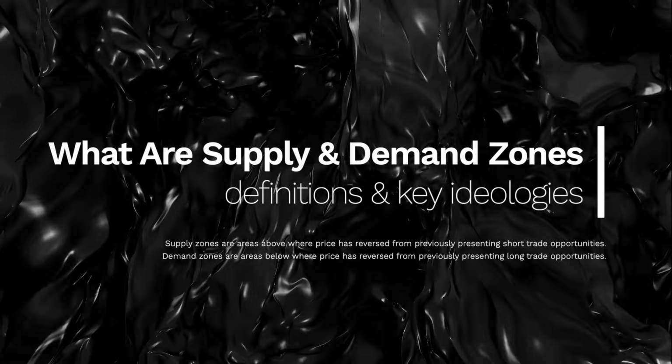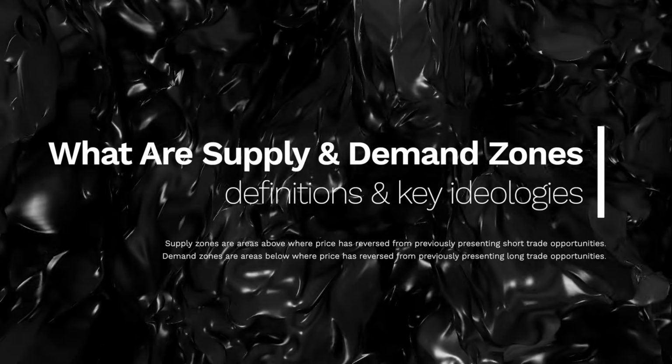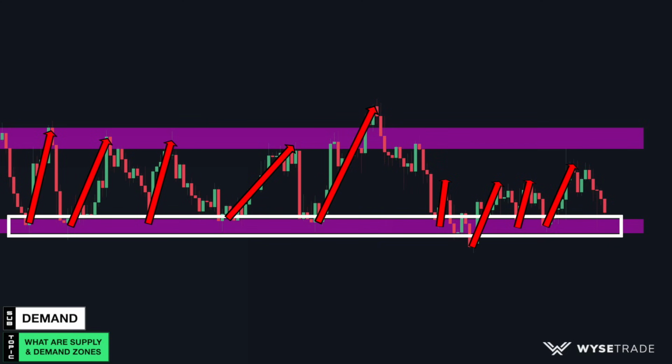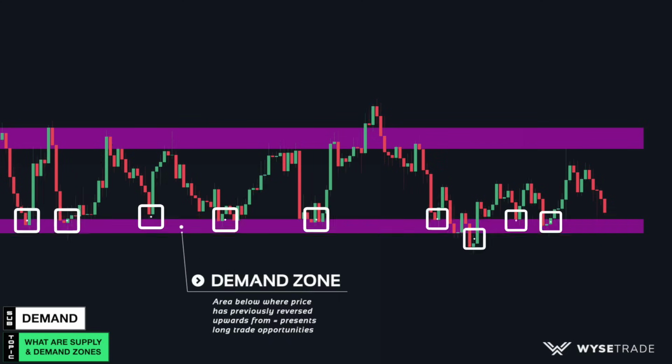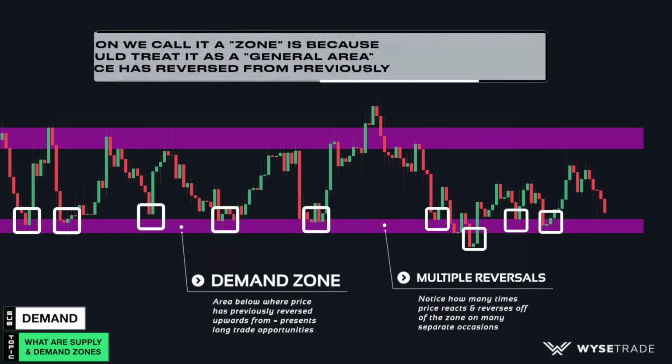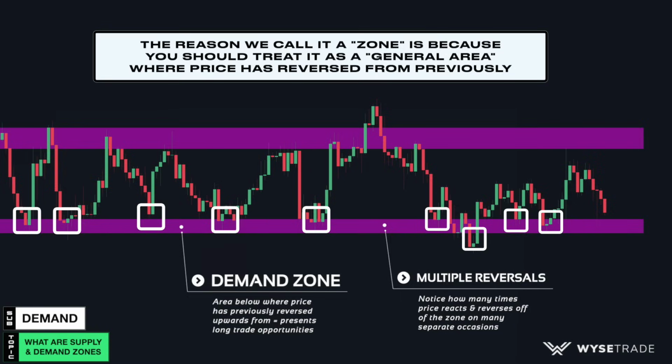What are supply and demand zones? Now this zone below, where price reverses upwards from, is known as a demand zone. Notice how many times price reacts to this demand zone, which shows how important they are to identify. The reason we call it a zone is because you should treat it as a general area where price has reversed from previously.